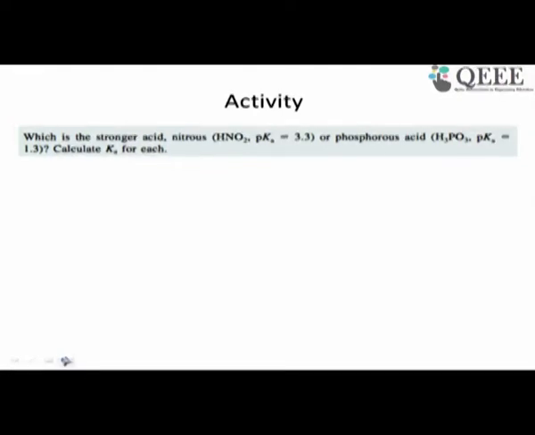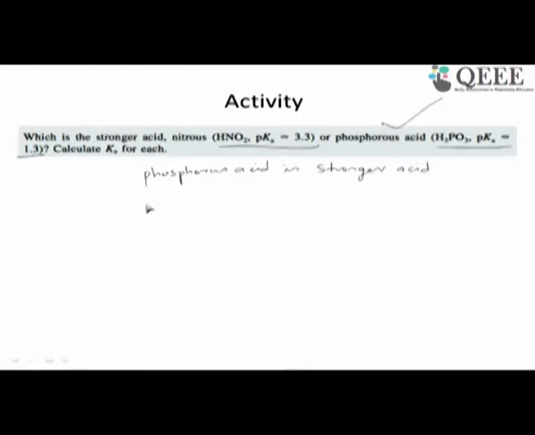Now this is a good question. There are two acids given. You are asked to find which is the stronger acid. The first acid is nitrous acid, its pKa value is given. The second acid is phosphorus acid, its pKa value is given. Once you know the pKa value, it's very easy to find the acid which is stronger. As I said, the lower the pKa, the stronger the acid. So among these two, 3.3 and 1.3, obviously this is lower, phosphorus acid. So phosphorus acid is the stronger acid.